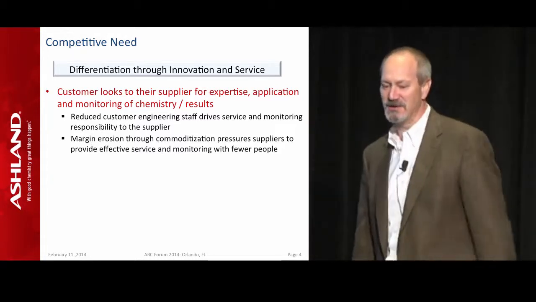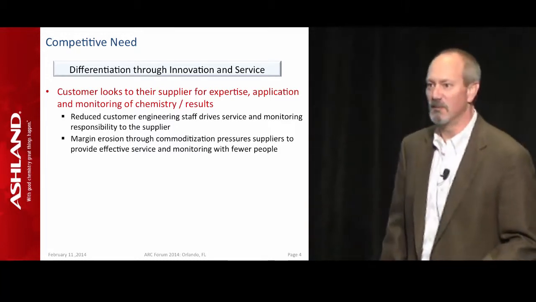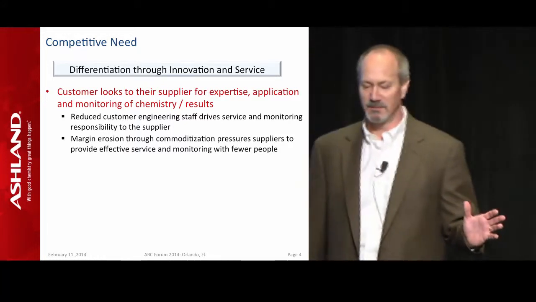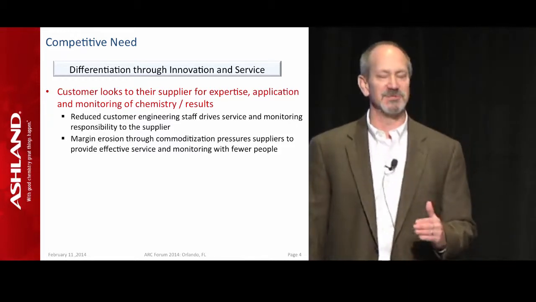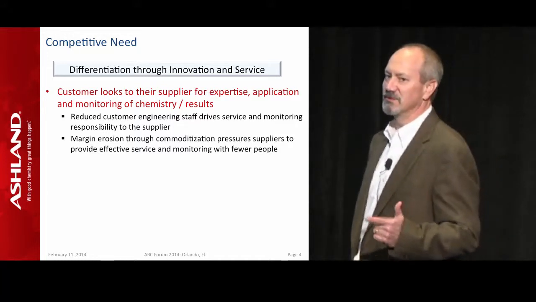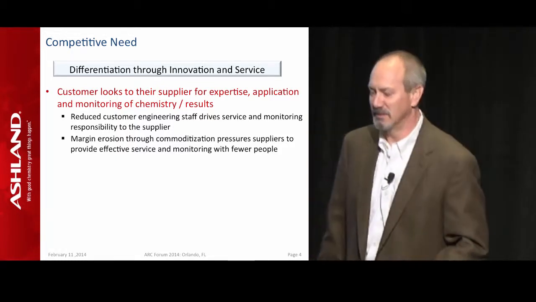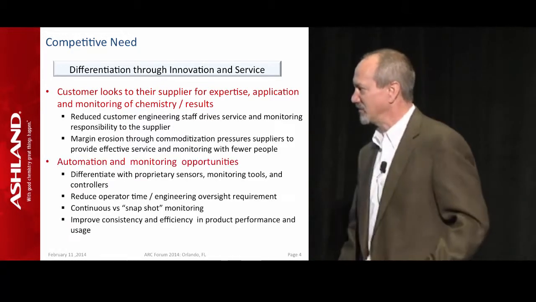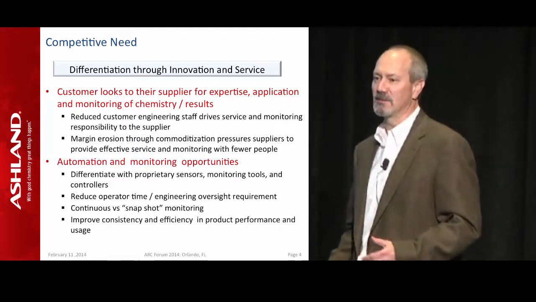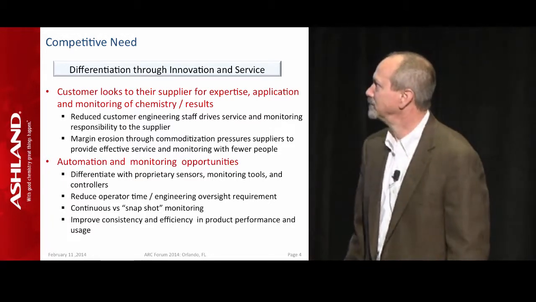Okay. So enter the role of automation and monitoring opportunities. There's a lot of different things we can do here to help this situation. We can differentiate with a lot of the proprietary sensors and the monitoring tools I talked about before. That's going to enable us to gain share and close business. We want to reduce operator time and some of the oversight requirements on our salespeople and on our customers. That's going to save some cost and allow us to play in that margin game. And we're going to provide continuous versus snapshot type monitoring and allow consistency and efficiency in product performance. And that's going to go after just better results overall.